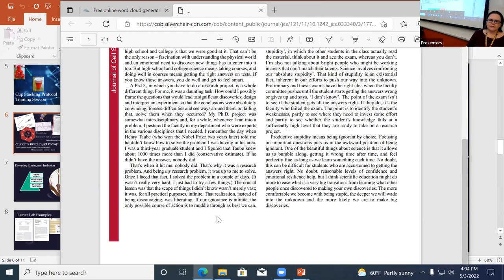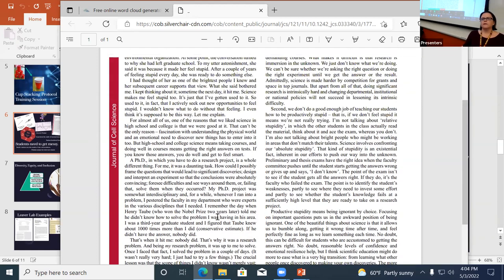The crucial lesson was that the scope of things I didn't know wasn't merely vast. It was, for all practical purposes, infinite. That realization, instead of being discouraging, was liberating. If our ignorance is infinite, the only possible course of action is to muddle through as best as we can.